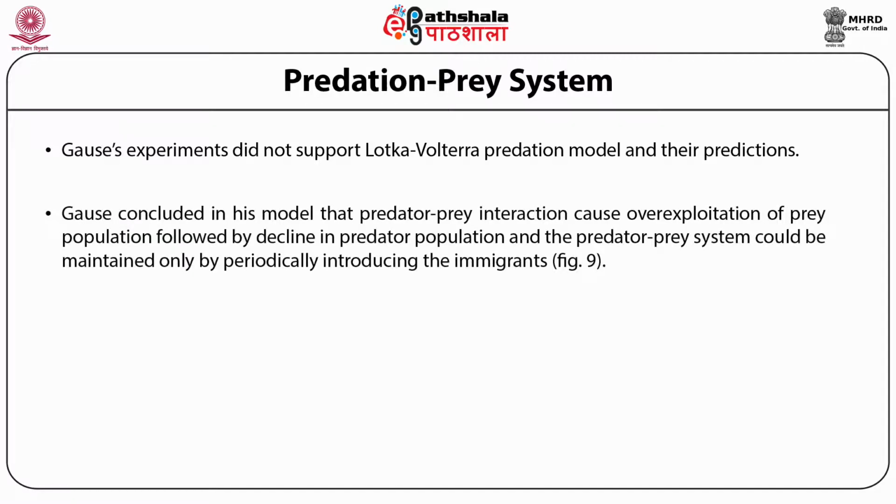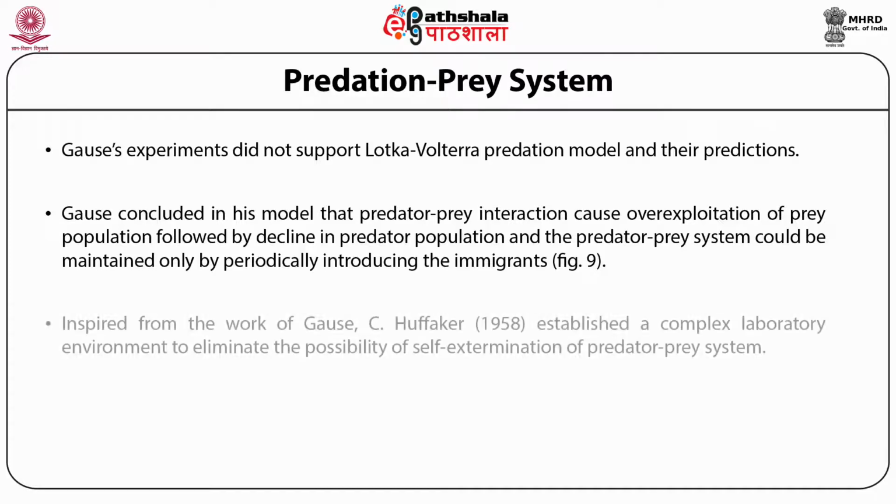Gause concluded in his model that predator-prey interaction causes overexploitation of the prey population followed by decline in the predator population, and the predator-prey system could not be maintained only by periodically introducing the immigrants. We can see in figure number 9. Inspired by the work of Gause, C. Huffaker in 1958 established a complex laboratory environment to eliminate the possibility of self-extermination of the predator-prey system.